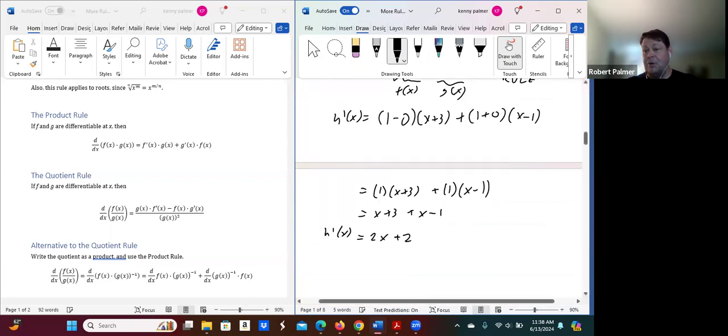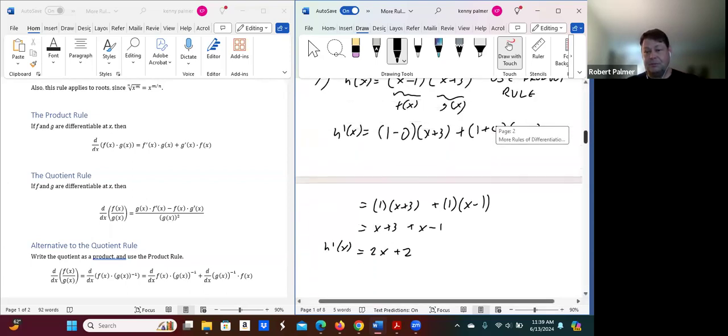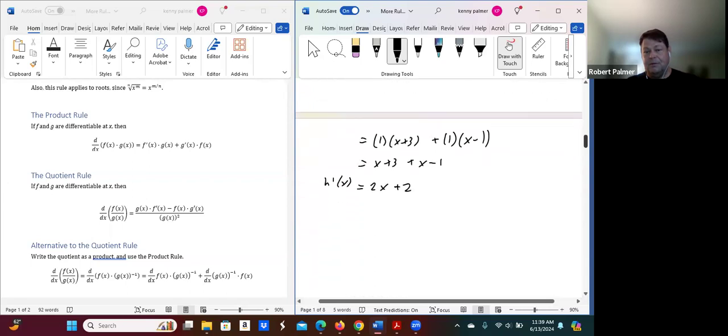Now, something you can try on your own is you can actually just FOIL this out and then take the derivative like you've probably seen before, and then you'll see you'll get the same thing. Okay. In fact, let me do that. Let's go do that really quickly. Or we do h of x is x minus 1 times x plus 3. Let's go ahead and do that really quickly just to show you.